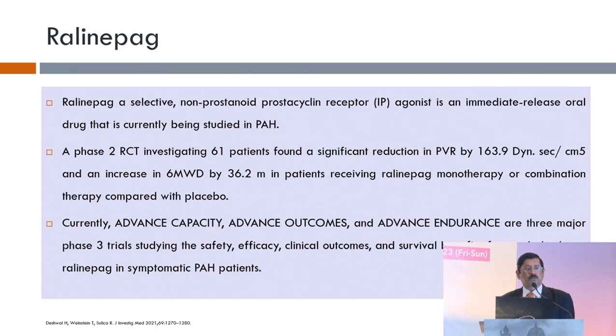Again, a new drug, ralinepag, is a selective non-prostanoid prostacyclin receptor agonist, an immediate-release oral drug that is currently being studied. The randomized controlled trial has shown a reduction in the pulmonary vascular resistance by 163.9 dyne, increasing the 6-minute walk distance by 36 meters in patients receiving this as monotherapy or as combination therapy. Currently, a number of trials are going on: the ADVANCE CAPACITY trial, the ADVANCE OUTCOMES trial, and the ADVANCE ENDURANCE trial to assess the safety, efficacy, and the survival benefit of this molecule.